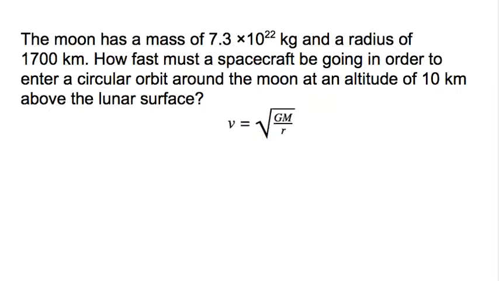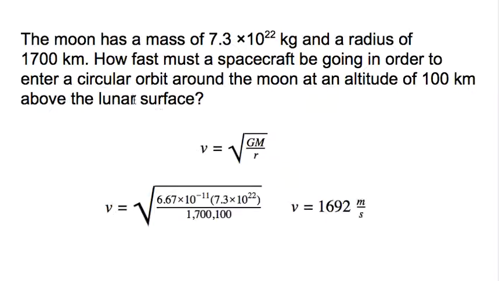Let's try our next thing here. The moon has a mass of 7.3 times 10 to the 22nd kilograms. Here's its radius in kilometers. Now the problem is I can't use kilometers here. I have to use meters here. So I wonder how fast the spacecraft had to be going in order to enter circular orbit around the moon at an altitude of 10 kilometers above its surface. So unfortunately, I've got to convert the kilometers to meters before this is going to work.